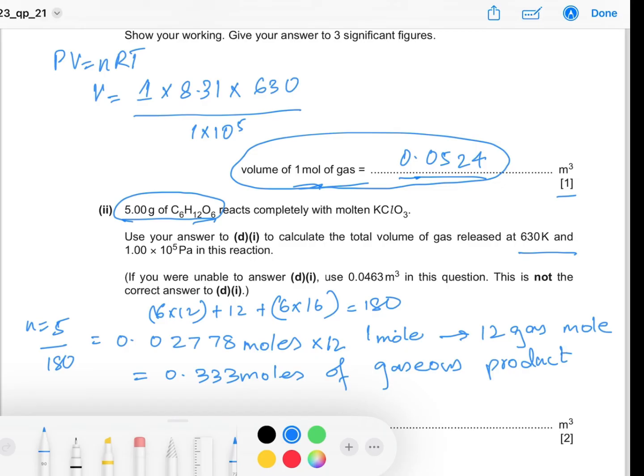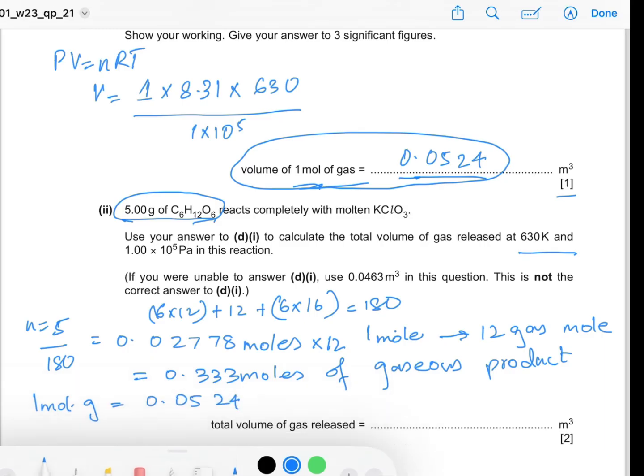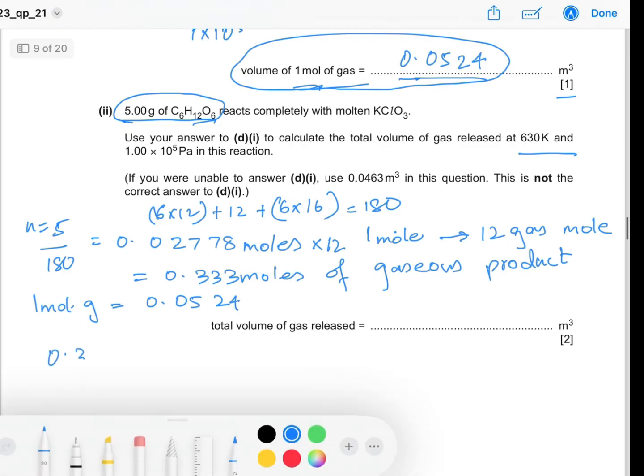And according to the previous answer, 1 mole of gas has a volume of 0.524 meter cube. So you multiply 0.333 by the volume of 1 mole of gas to get to your final answer, which would be 0.0175 meter cube.